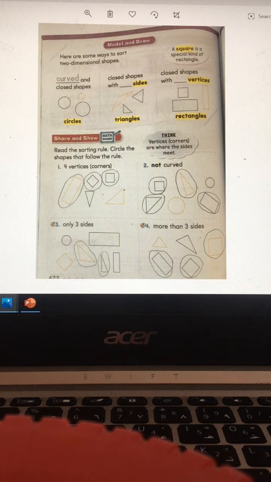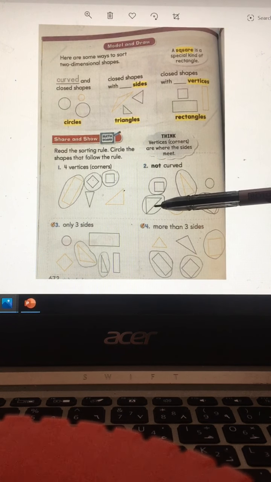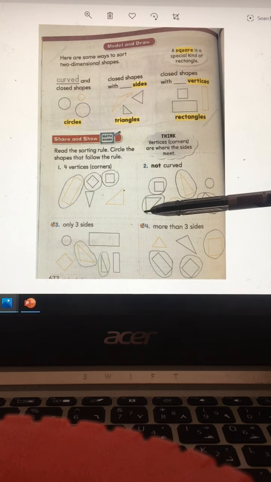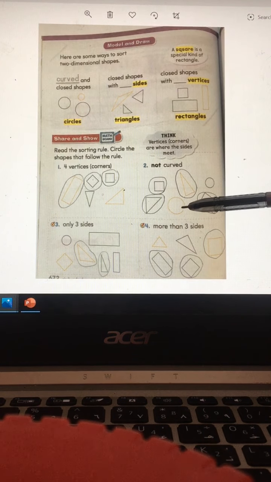Now let's have a look at number 2. The sorting rule is not curved. He is asking me to circle all the shapes that are not curved. Now let's have a look at this triangle. Does it have any curved surface? No, all the sides of the triangle are straight, not curved like this.